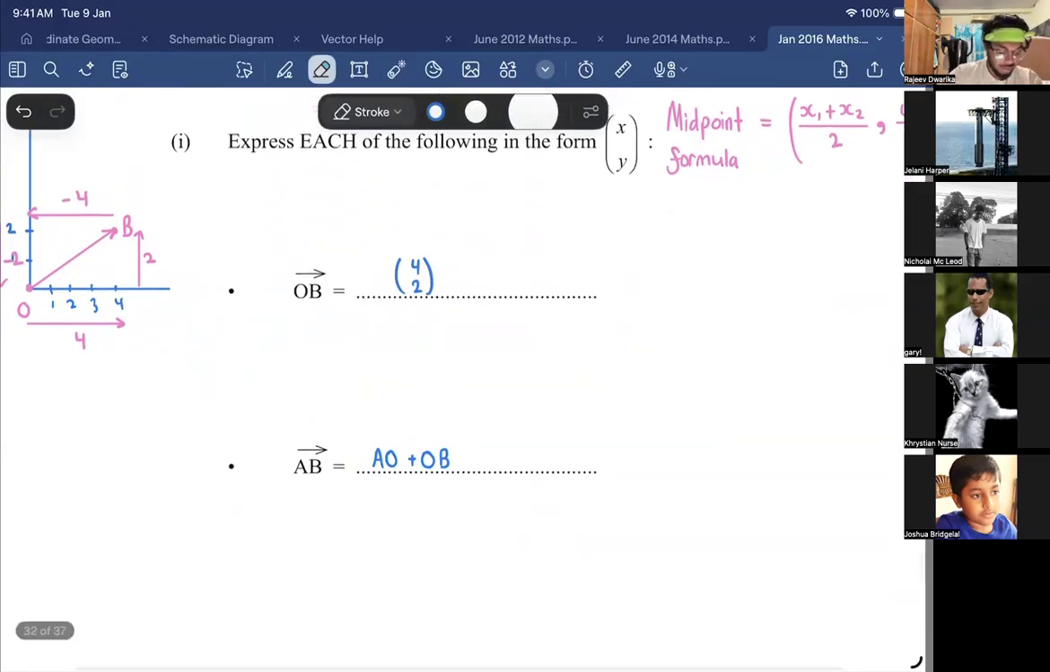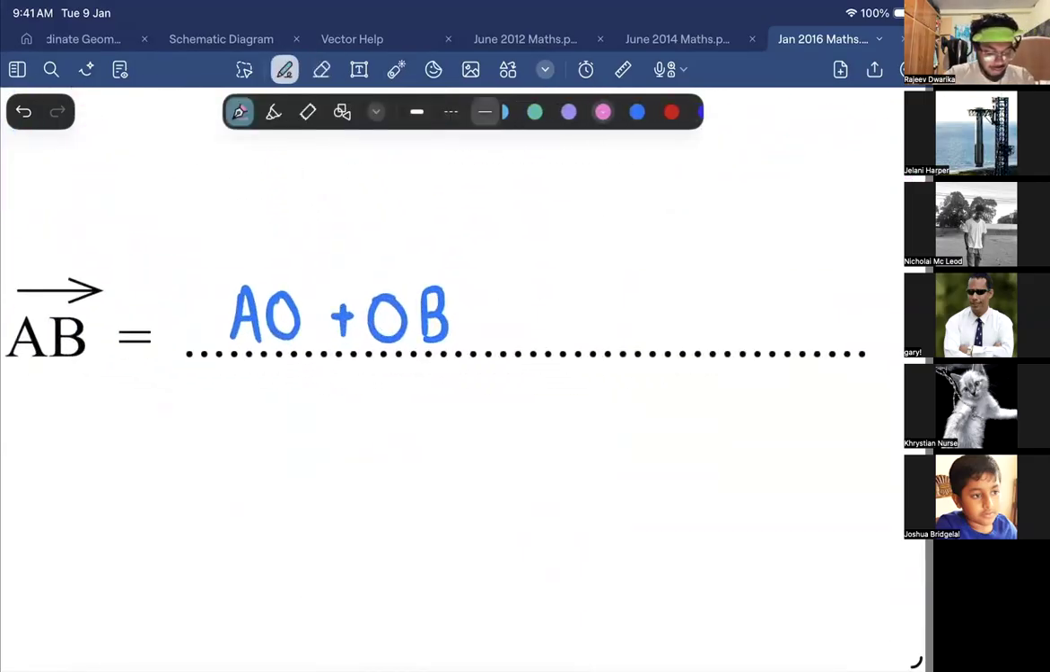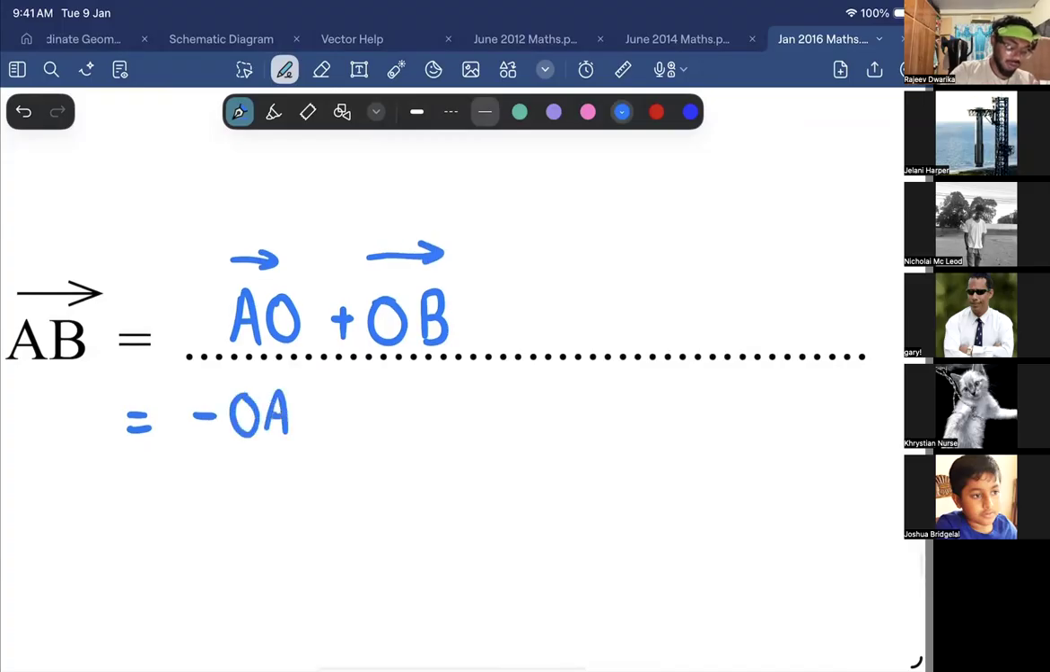So Jelani, in the next line, I'm going to say instead of writing A to O, what do you think I'm gonna write? OA. Exactly. Because the A to O will be going in the opposite direction to what? OA. Hence I wrote it as -OA.